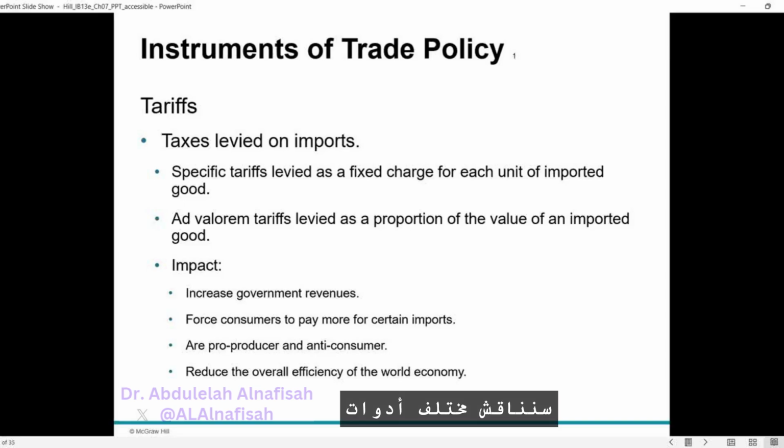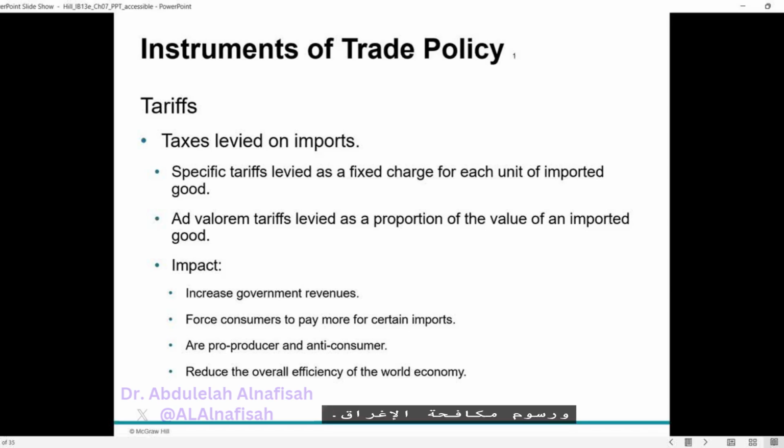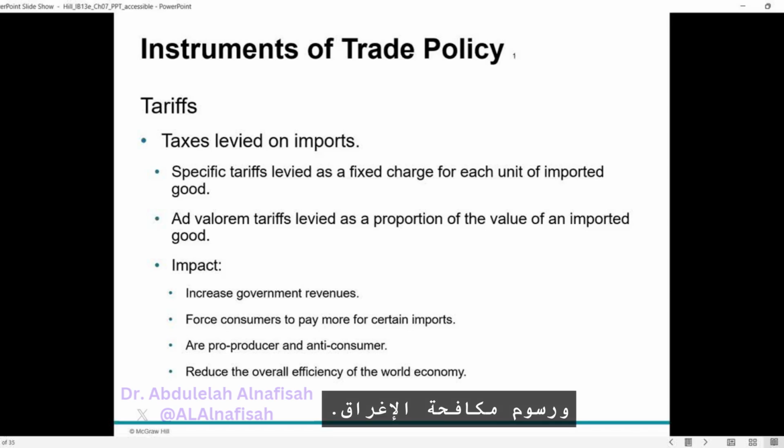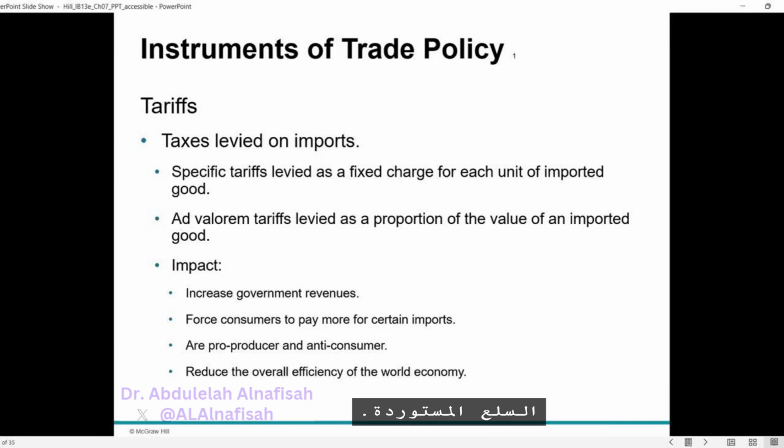Okay, we will discuss various trade policy instruments, including tariffs, bans, subsidies, import quotas, voluntary export restraints, local content requirements, administrative policies, and anti-dumping duties. Tariffs are highlighted as a primary instrument, with specific and ad valorem tariffs affecting the value of imported goods.